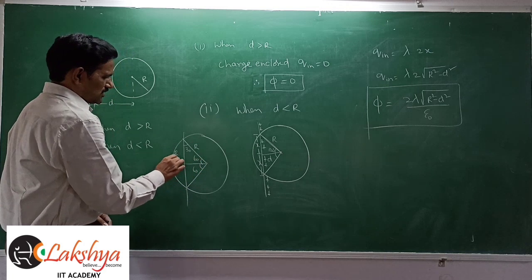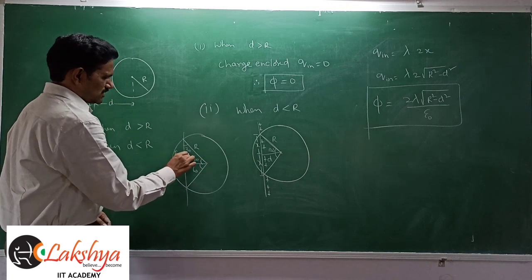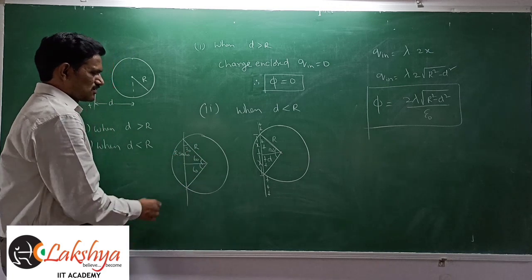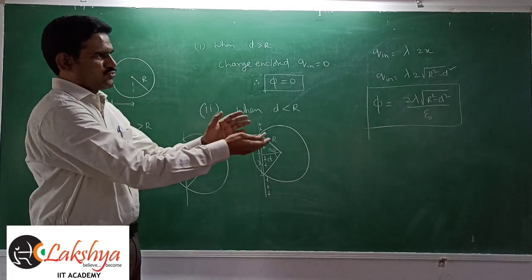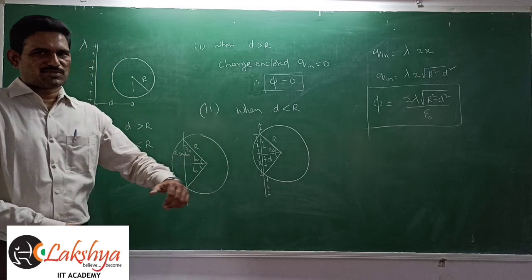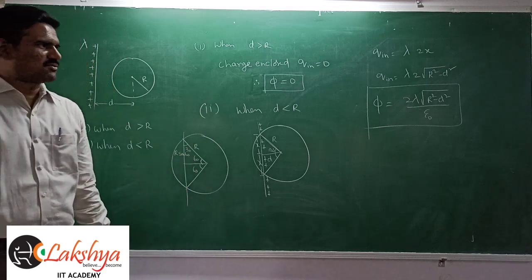Sorry, sin 60 if this angle is 60 degrees. So that means the total length will be 2R sin 60. And then 2R sin 60 into lambda by epsilon naught, that will be the flux passing through that surface. So like that we can answer such types of questions.